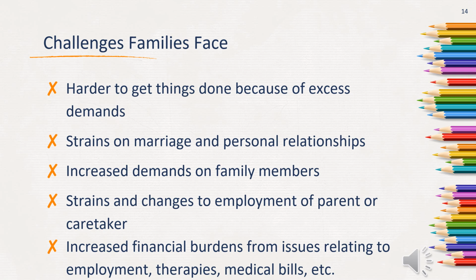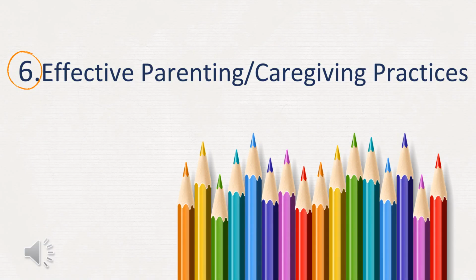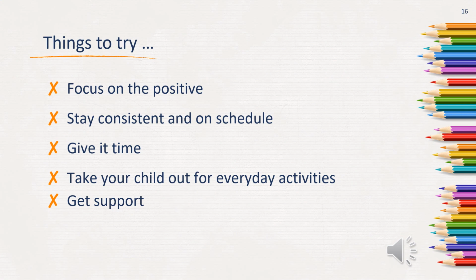It strains and changes the employment of the parent or caretaker, which increases financial burdens from issues relating to employment, therapies, medical bills, etc. Considering some of the challenges that families face when having a child with ASD, it is important to give effective parenting and caregiving practices. Here's a list of things that families and caretakers could try, and this includes focusing on the positive, staying consistent and on schedule, give it time, take your child out for everyday activities, and get support, whether that's emotional or financial.